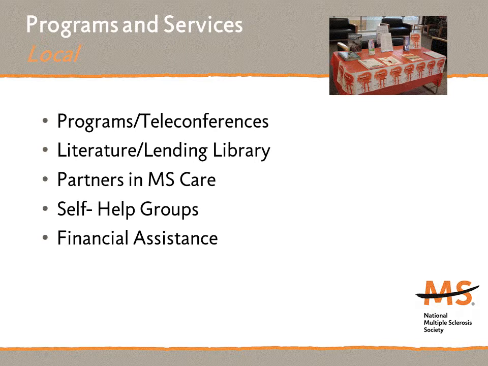Financial assistance. The chapter offers financial assistance to people with MS who meet financial guidelines based on a sliding scale. This support can assist with a variety of situations. Contact your local chapter to find out what type of assistance is available. Your local chapter may offer even more programs and services. To find out about other programs and services in your area, visit your chapter website or talk to your liaison.